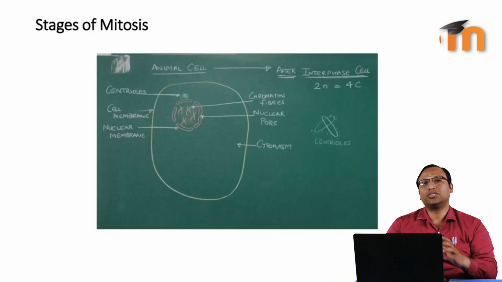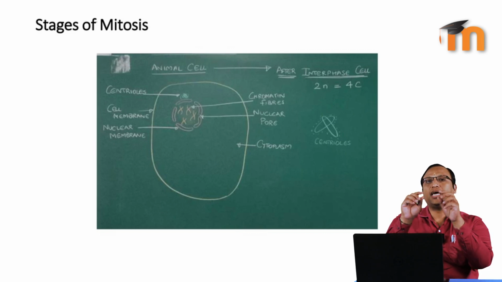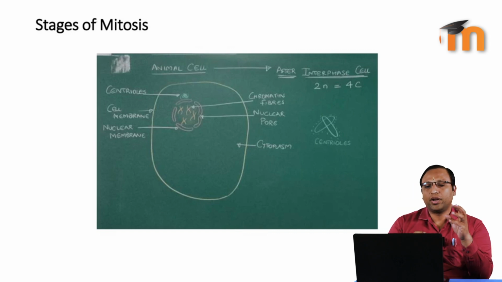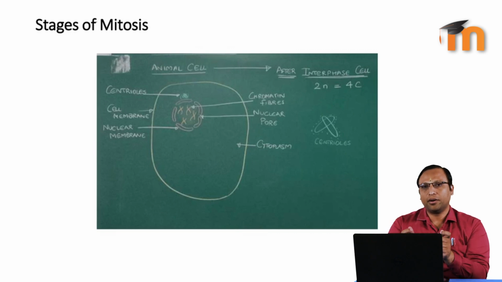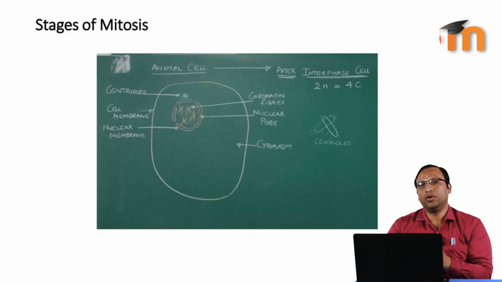So, let's see about the stages of mitosis. In this part, we have to understand that the animal cell is already present in the interphase now. During this, we can see that near the nuclear membrane we have our centriole, the cell membrane is intact, the nuclear membrane is present, chromatin fibers are there, nuclear pores are there, and the cytoplasm is intact. In this phase of interphase, the parent cell chromosome number is 2N and the C value is 4C.